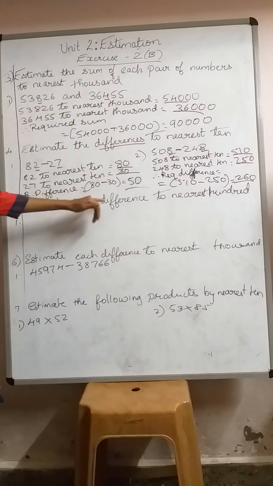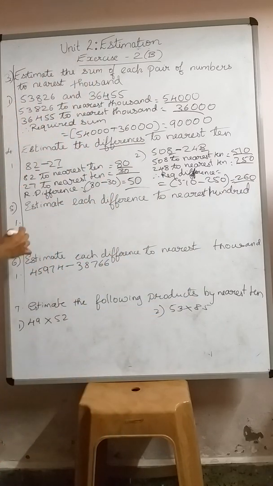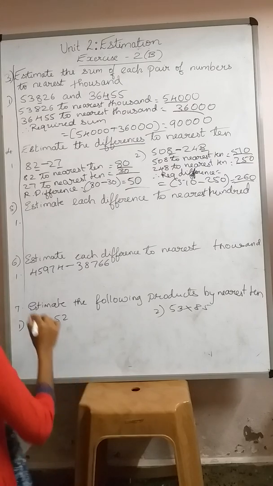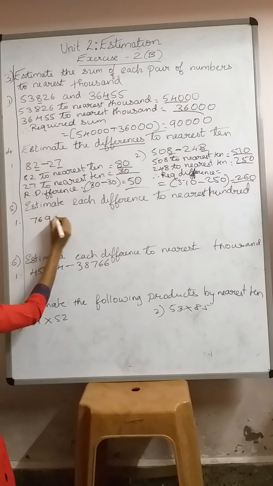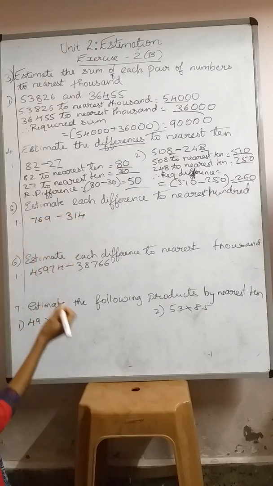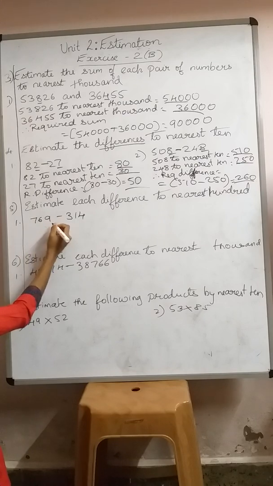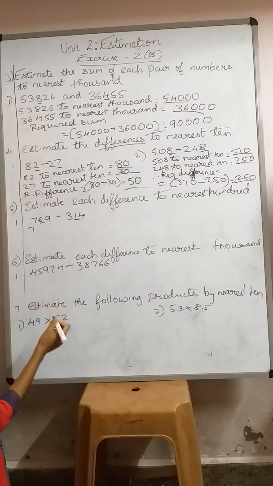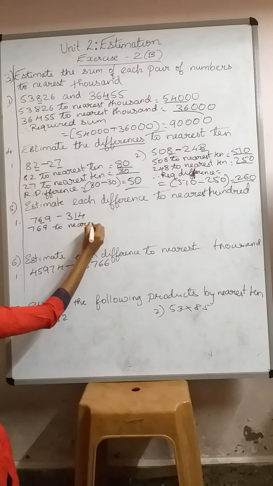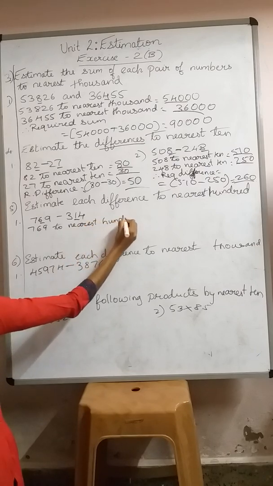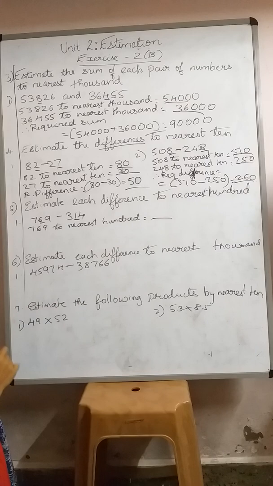Now let us estimate each difference to the nearest 100. Okay, I did not write the question here, so let me write here. Now what we need to do? For the nearest hundreds place, we should round off and see the difference of the numbers. So I'll write the question 769 minus 314. Okay, children. Now underline the ones place. 769 to the nearest 100 equal to how much? Remember, we are finding the difference.